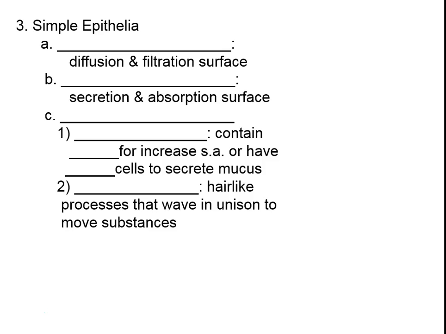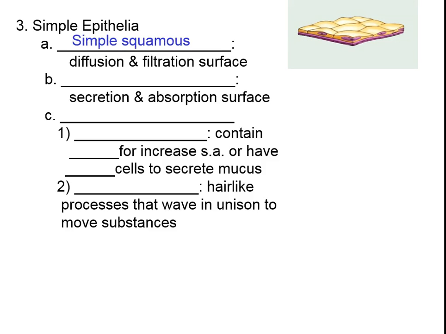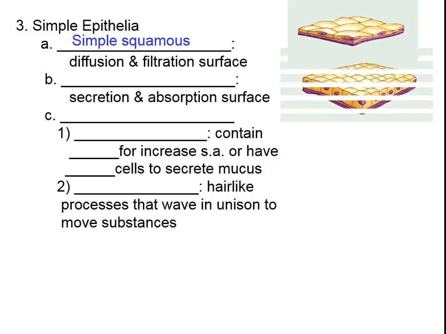So let's look at some simple epithelial tissue. In other words, we're going to put simple with squamous, simple with cuboidal, and simple with columnar. This would be one layer of flat scale-like cells, so it's simple squamous. You find simple squamous where you have diffusion and filtration surfaces, like in your small intestine. You're going to have simple squamous so you can diffuse products that you're absorbing across.